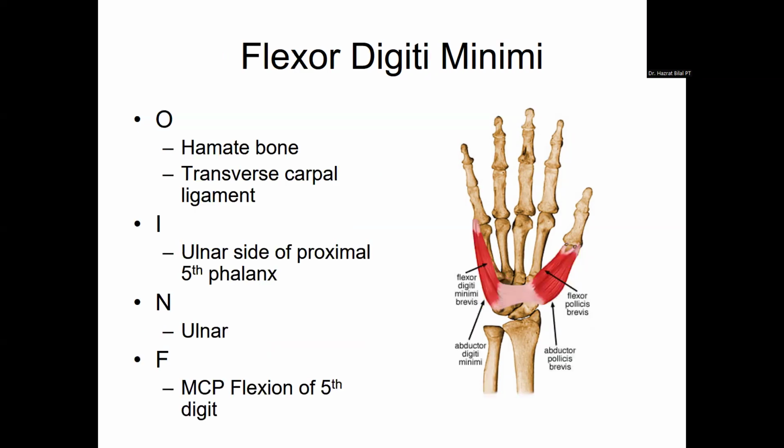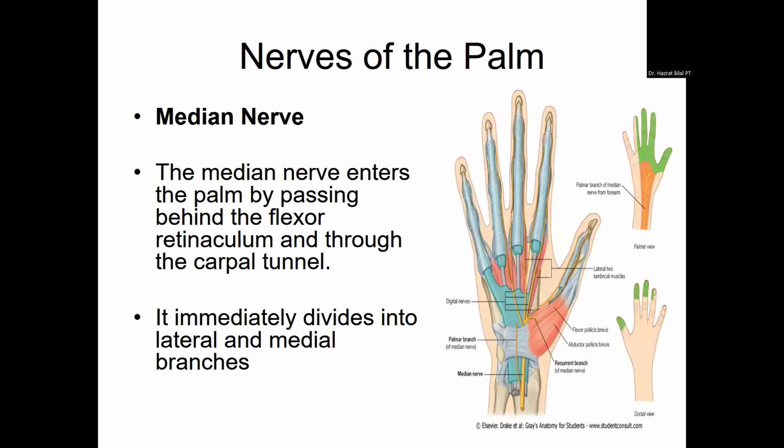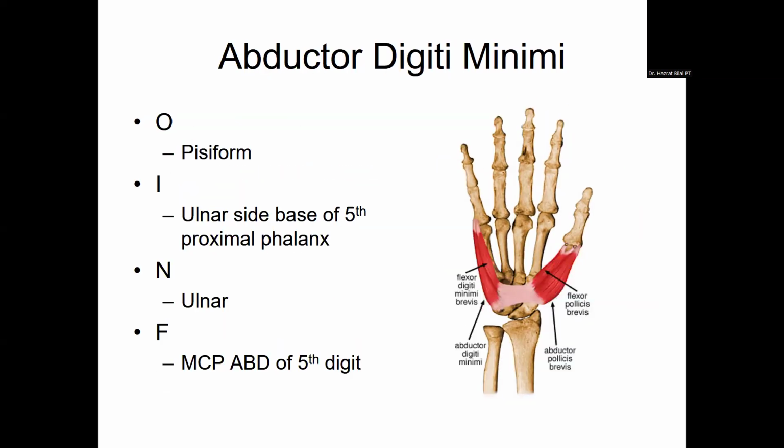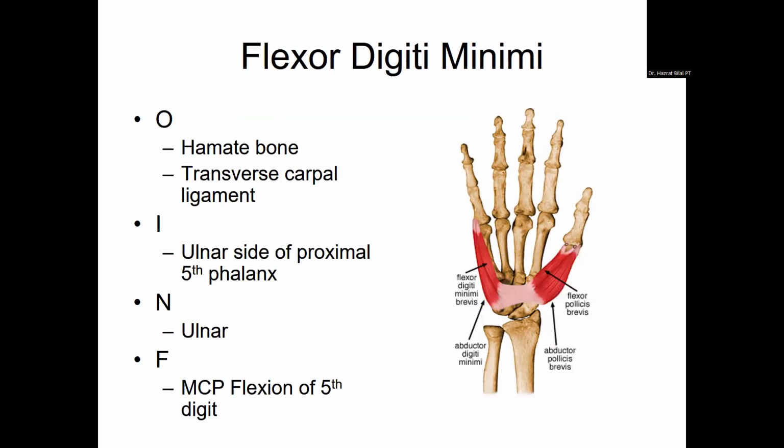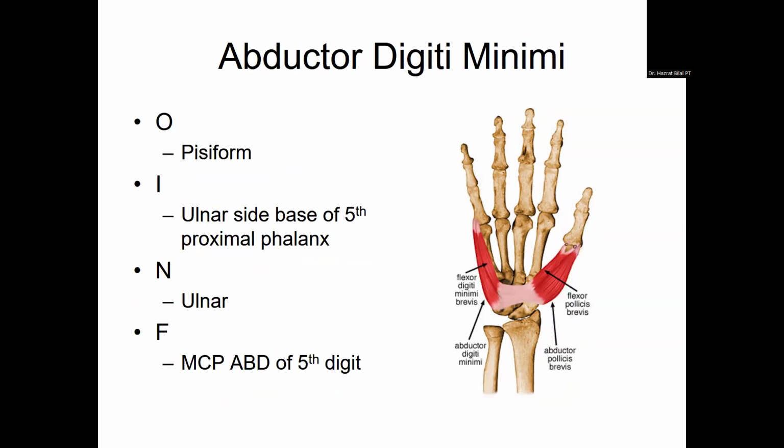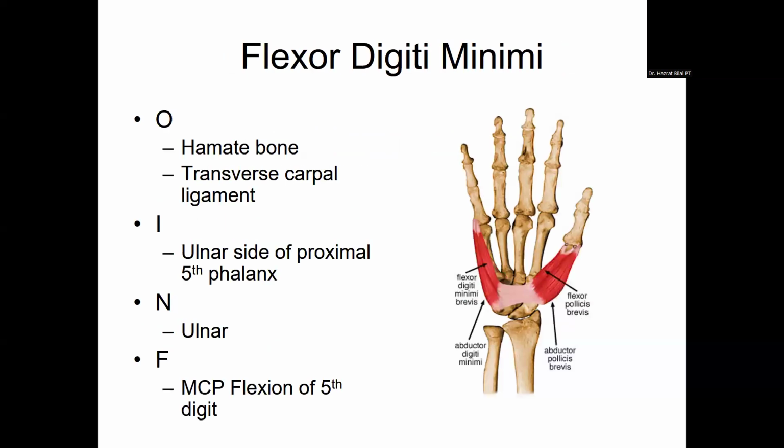The next is the flexor digiti minimi. Again, it originates from the hamate bone, but not from the hook of the hamate, and it also originates from the TCL. What we discussed before was the abductor digiti minimi, right; this one is the flexor digiti minimi. Again, this is attached to the ulnar side. You can see these two muscles.